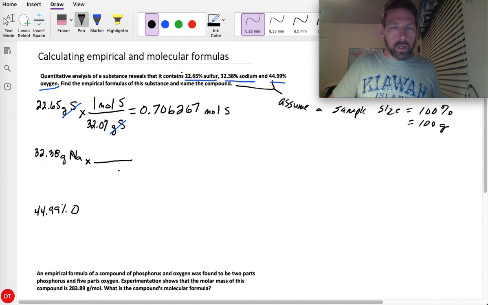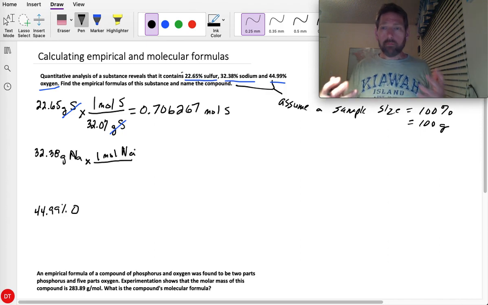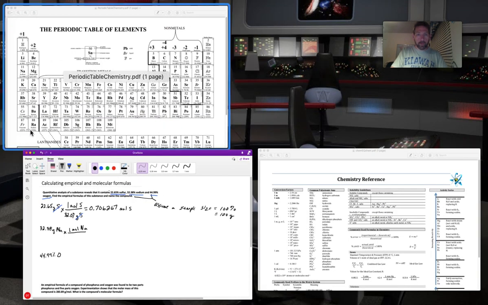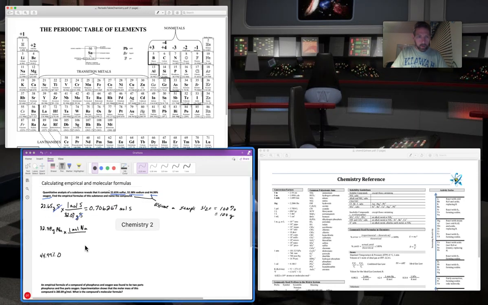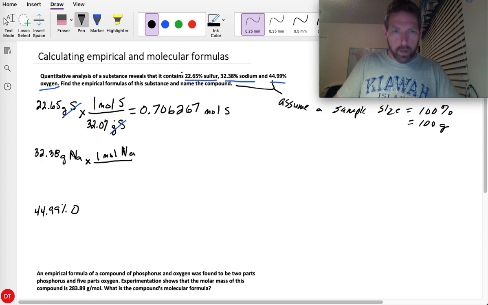So we need, in 1 mole of sodium, what do we got? So let's go back to our periodic table. And remember over here, sodium 22.990. We're going to use 22.99. All right. So we come back over here, and we've got 22.99 grams of sodium, right? And so you should see that grams of sodium cancels out.